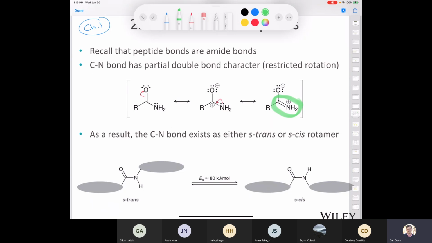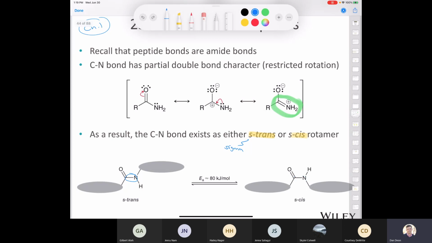So let's take a look here. It says, as a result of the partial double bond character of that carbon-nitrogen bond of our amide, and there's lots of amide bonds in peptides, aren't there? Well, as a result of that partial double bond character, we have that restricted rotation, and that bond can exist in what's called an S-trans or an S-cis conformation. It says here rotamer. Now, if you're wondering about the S-cis and the S-trans, the S just stands for sigma, because at the end of the day, this is still drawn as a sigma bond. This is a sigma bond, this is a sigma bond.